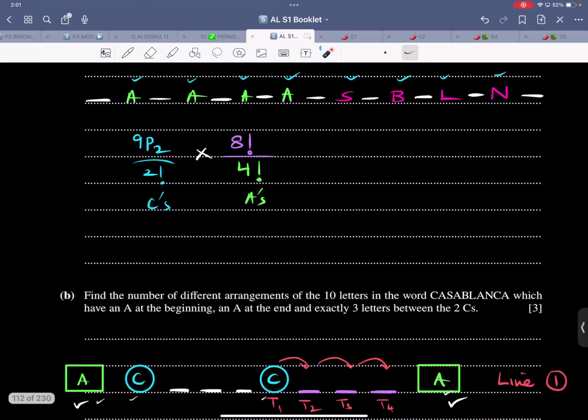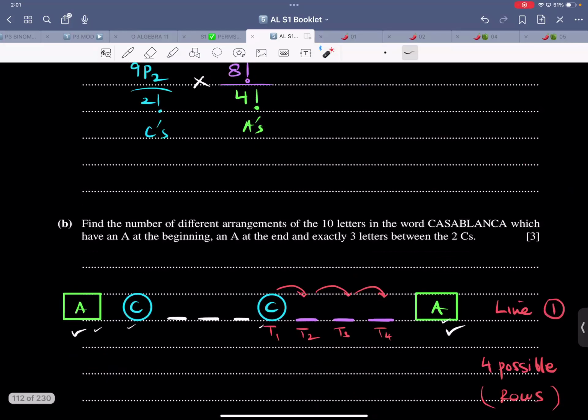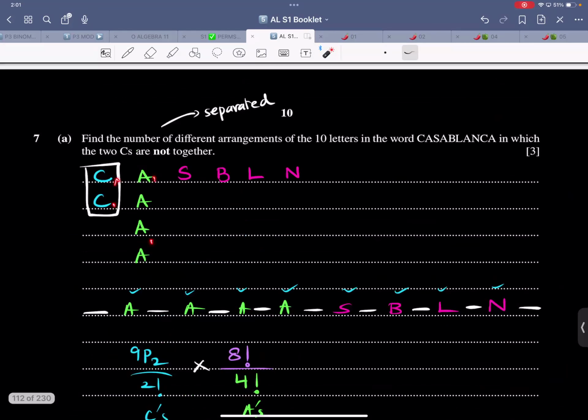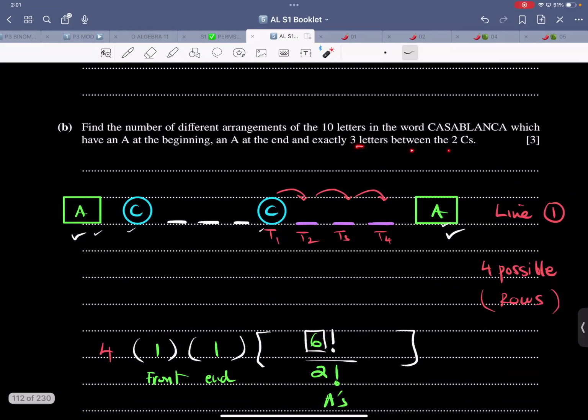Then it says, find the number of different arrangements of the 10 letters which have an A at the beginning, so just take one A and paste it, and an A at the end, another A, paste it, and exactly 3 letters between the two C's. So you have to write it out. There are 2 C's, 4 A's, S, B, L, N, and exactly 3 letters between the two C's. So technically, out of 10, we are not talking about these two, we are talking about 8 of them.